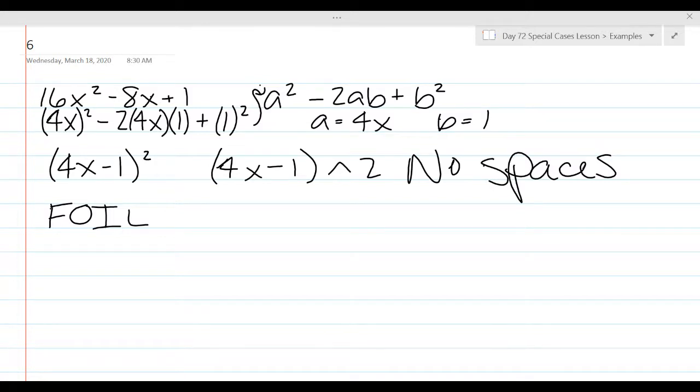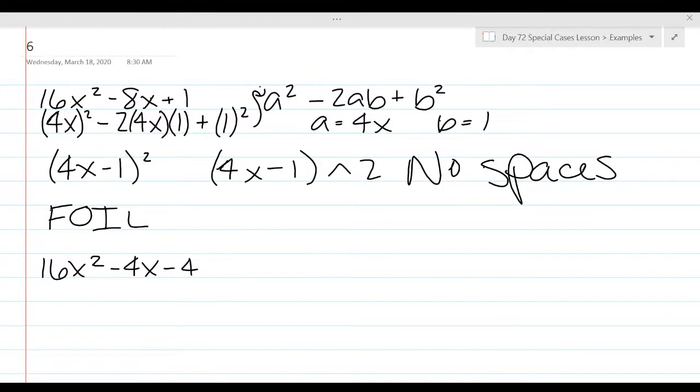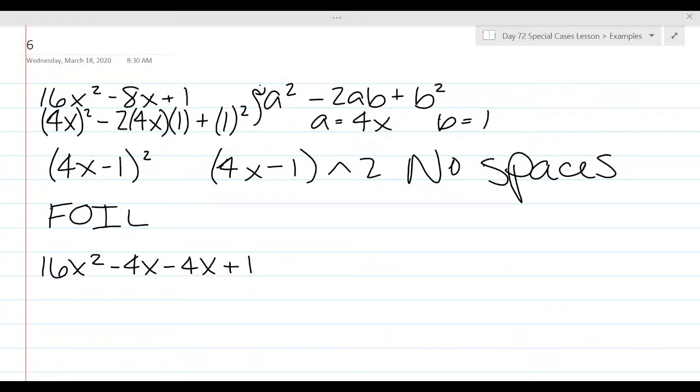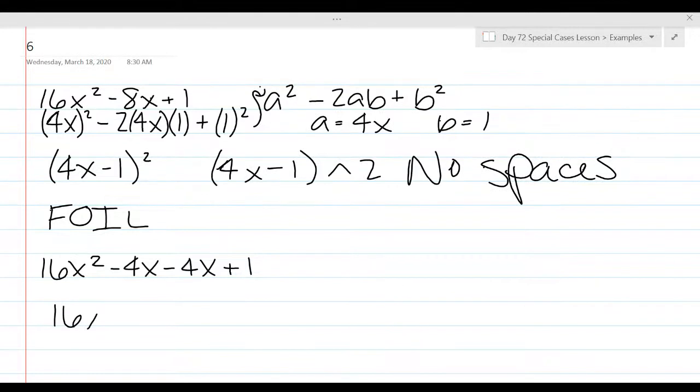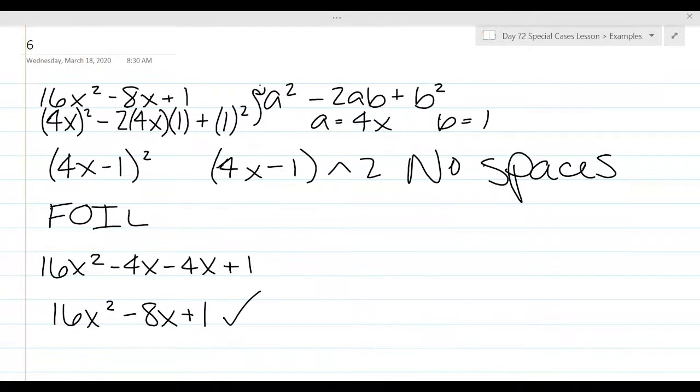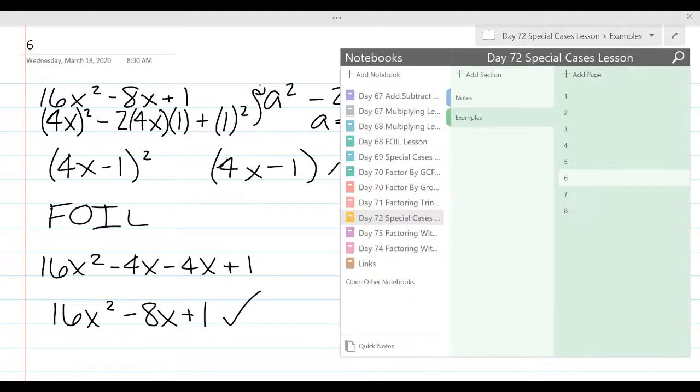So 4x squared times 4x squared is going to be 16x squared. 4x times negative 1 is negative 4x. Negative 1 times 4x is a negative 4x. Negative 1 times negative 1 is just a positive 1. Negative 4x minus 4x is going to be a negative 8x. So we get 16x squared minus 8x plus 1, which is what we started with. So we are good.